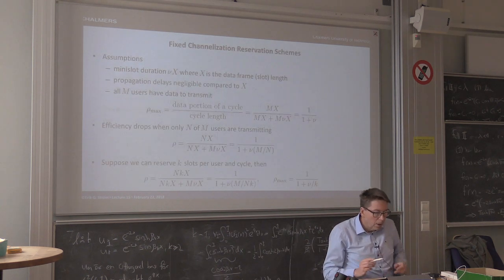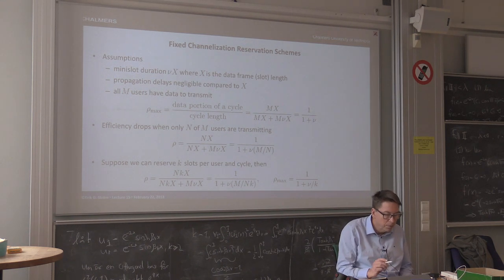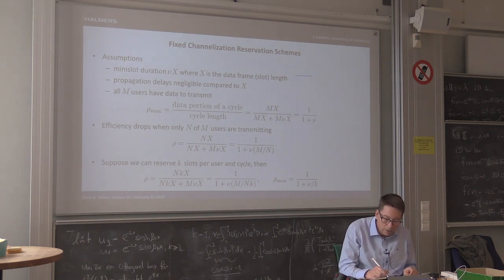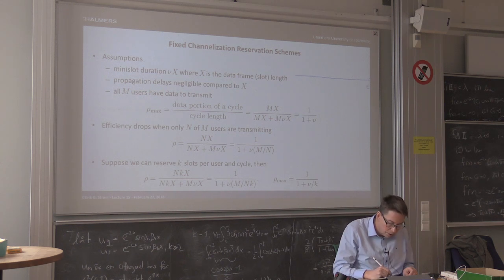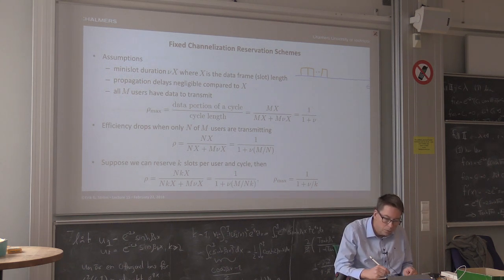Okay. Is this any good? Well, let's look at these fixed channelization reservation schemes. So what does that mean? Well, it means that we have some time interval here, and then a reservation slot. We have a number of reservation slots here. Okay, and suppose we have M of those. And then we have data slots which follow this. Okay, or data frames like this.